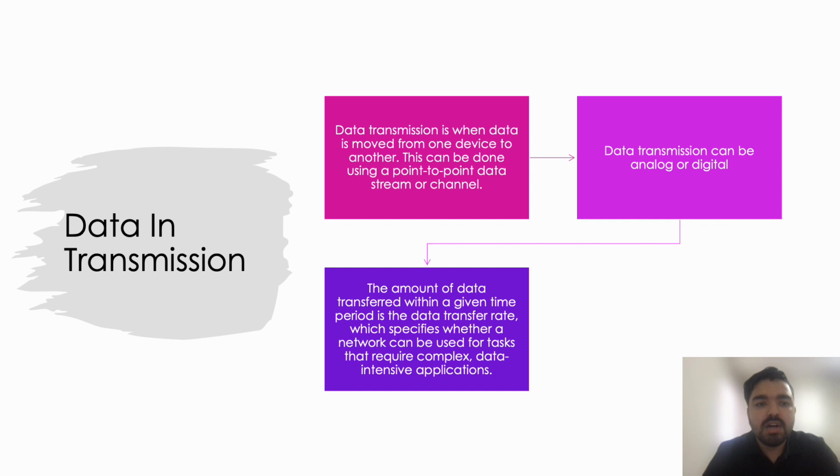In this slide, I'll be talking about data in transmission. Data in transmission refers to the data that is being sent over a network or the internet from one device to another device. This can be done using a point-to-point stream or channel. Data communication can be in both analog or digital. The data transfer rate is the amount of data transferred in a certain time.